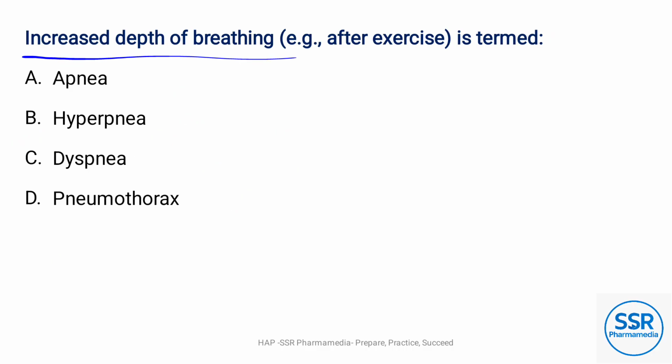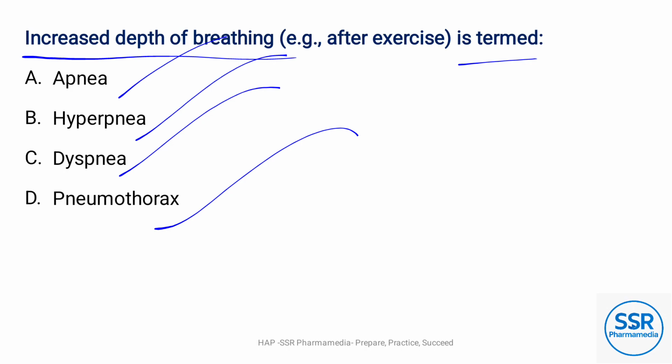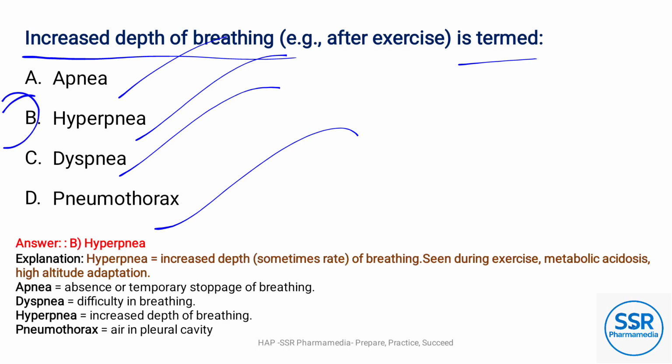Next, increased depth of breathing is termed: option A, apnea. Option B, hyperpnea. Option C, dyspnea. Option D, pneumothorax. So the answer is option B, hyperpnea. Hyperpnea is increased depth of breathing, seen during exercise, metabolic acidosis and high altitude adaptation. Apnea means absence or temporary stoppage of breathing. Dyspnea means difficulty in breathing. Pneumothorax means air in the pleural cavity.